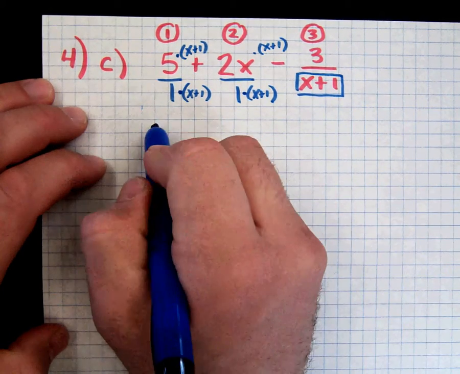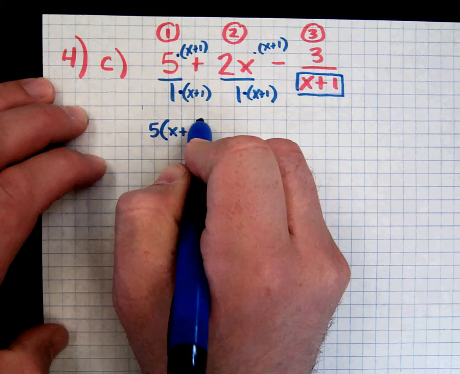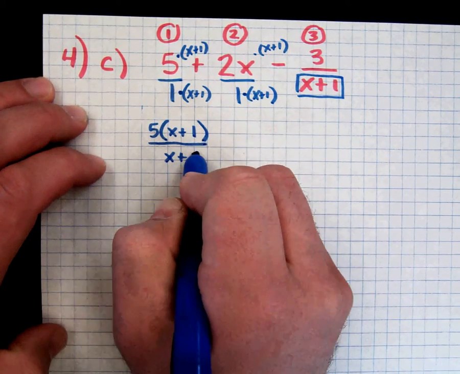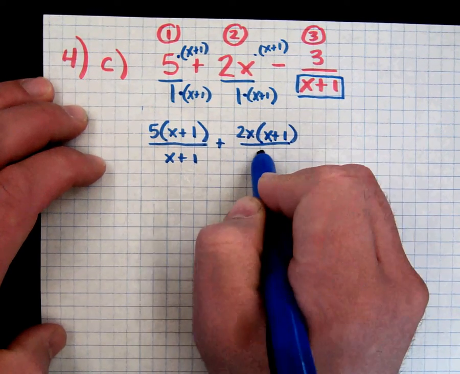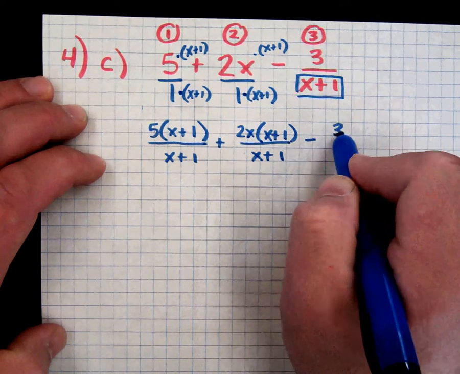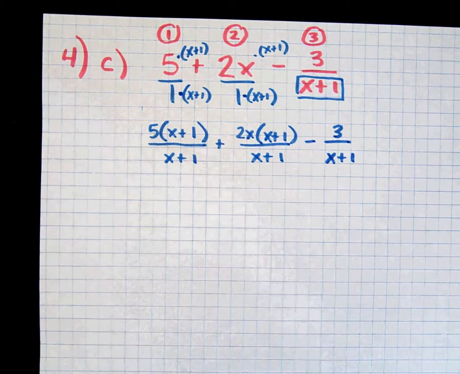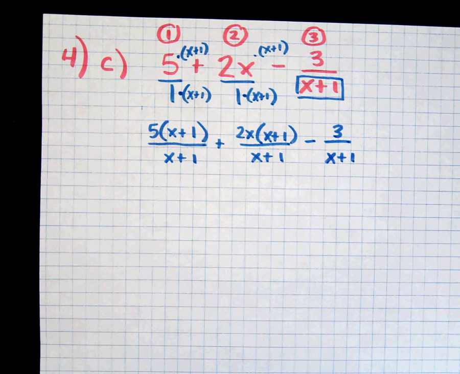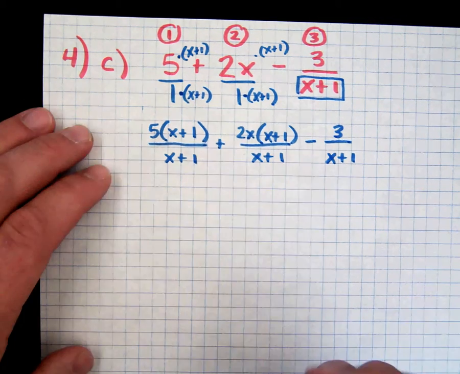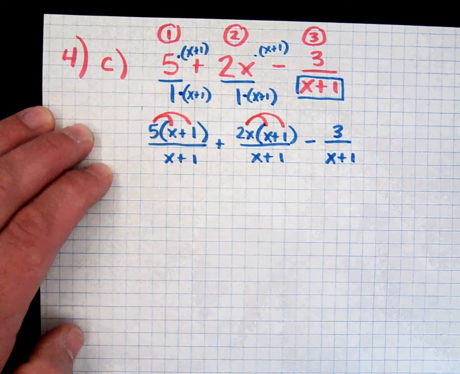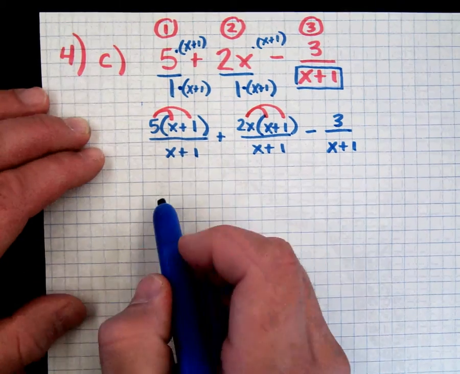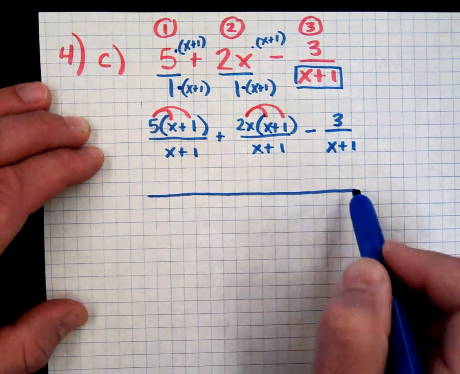So we have 5 times x plus 1 over x plus 1 plus 2x times x plus 1 over x plus 1 minus 3 over x plus 1. Which fraction, 1, 2, or 3, had nothing happen to it to get to this step? 3, right? It was just the way it was because it already had that denominator. Next step, distribute and distribute. And as we do that, we're going to turn this into one giant mega fraction.